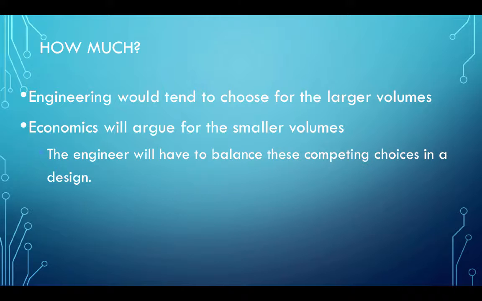So how much do we choose? Well, engineers, we want to make it as big as possible so that we can go home and sit on our porch in our rocking chair and drink mint juleps. Economics will say let's make it as small as possible because this stuff doesn't happen very often anyway, and the engineer has to balance the two competing choices in a design.